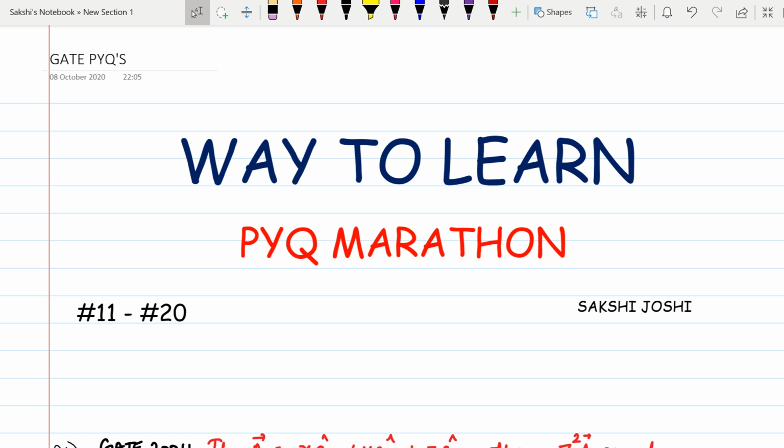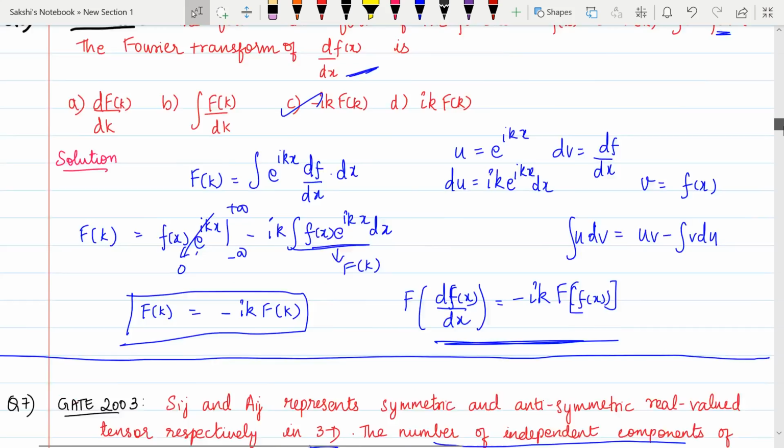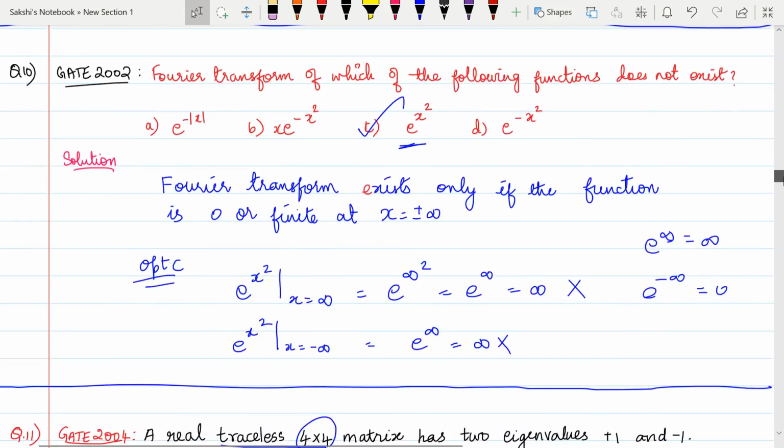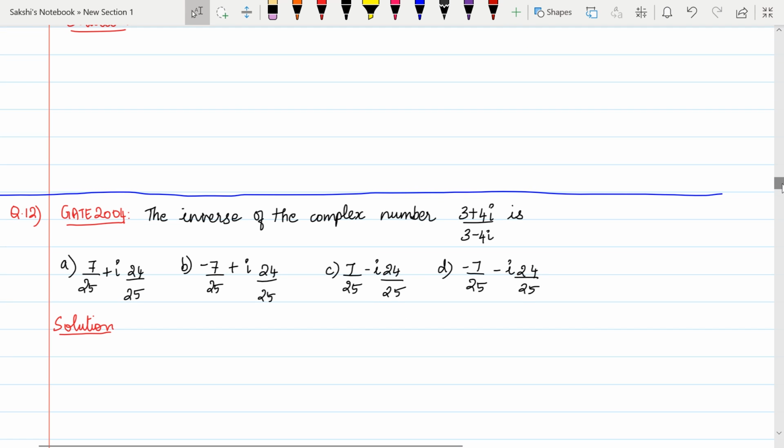So let us see the other set of 10 questions. We'll start from question number 11, which is from GATE 2004.